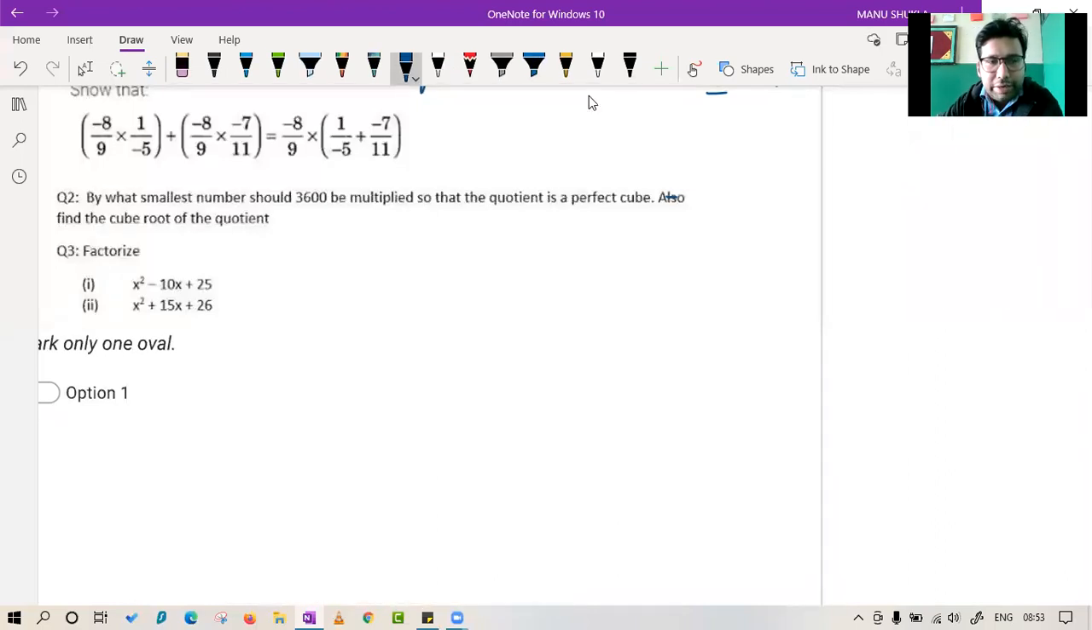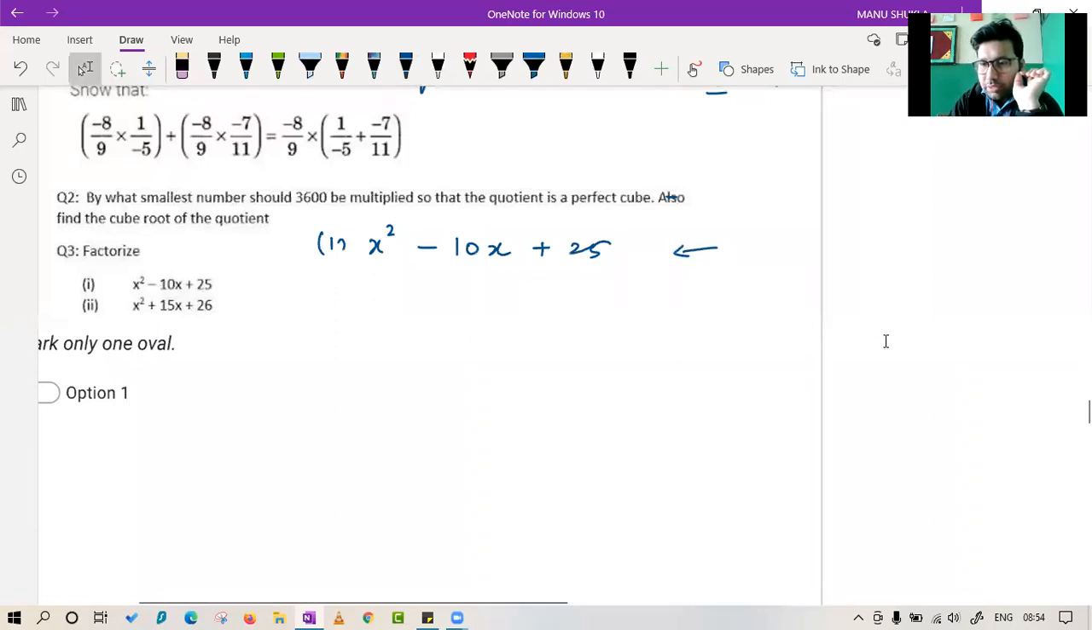Let's see this question, factorize. We have to factorize x square minus 10x plus 25. First of all, tell me, is this number written in the standard form or not? Class, is this written in standard form or not? Please confirm. It is written.